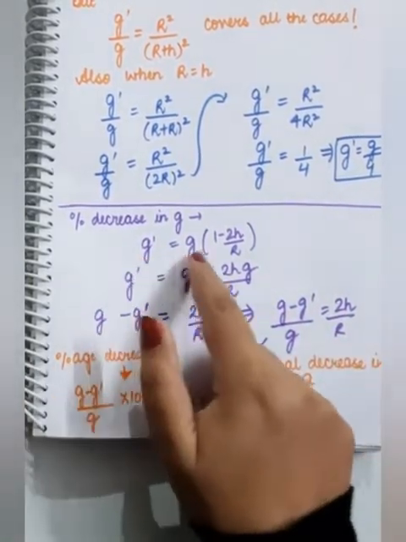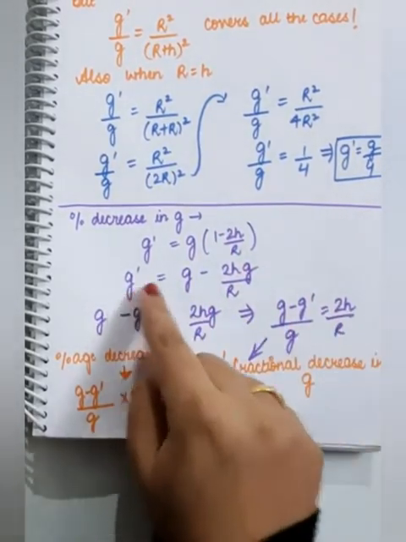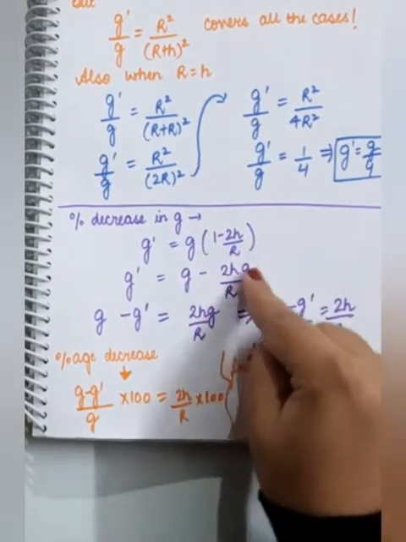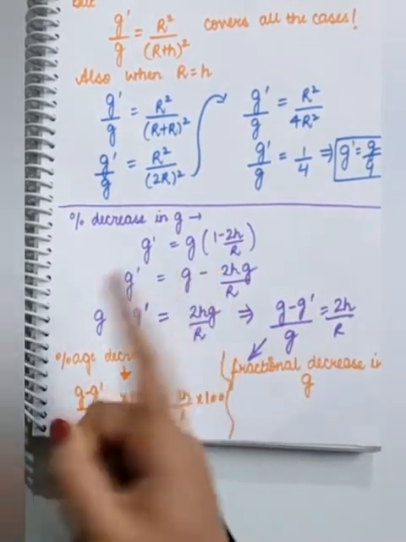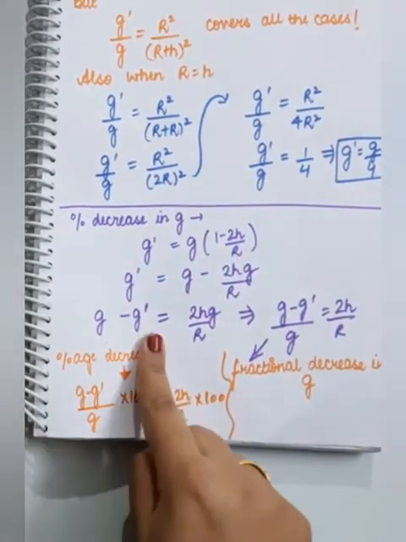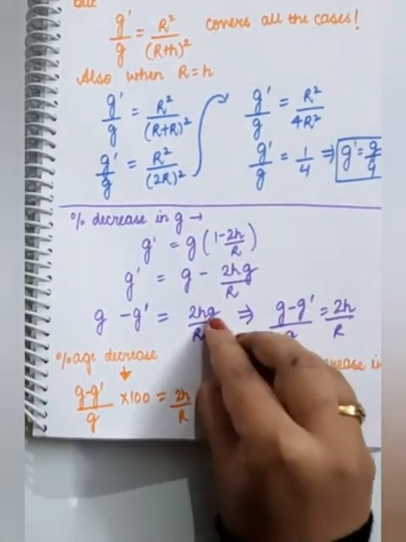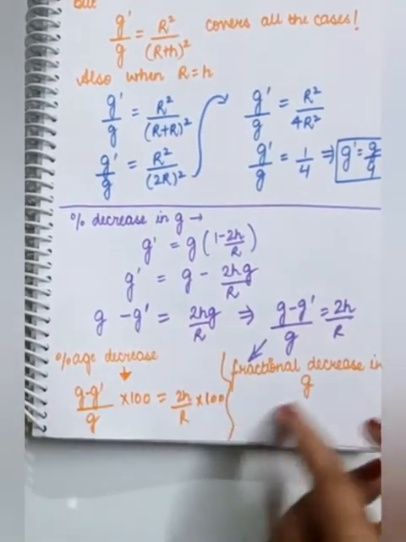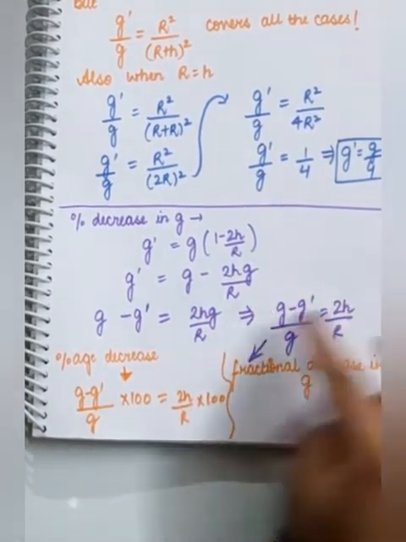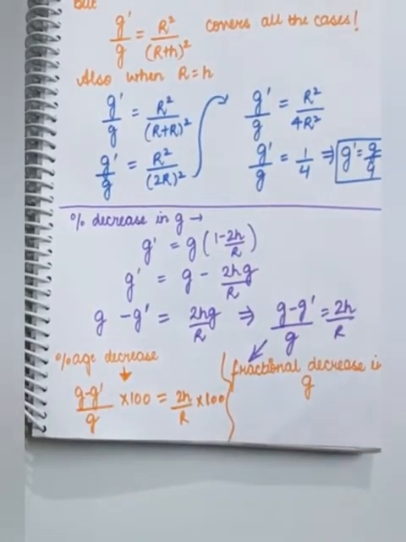So g' is equal to g(1 - 2h/R), right? g' is equal to g minus, multiplying these two, 2hg/R. Take this term to this side, and you will get g - g' = 2hg/R. Take this g to the other side, and this will be the fractional decrease in g. For the percentage decrease, multiply this term by 100 and you are going to get the percentage decrease, right?